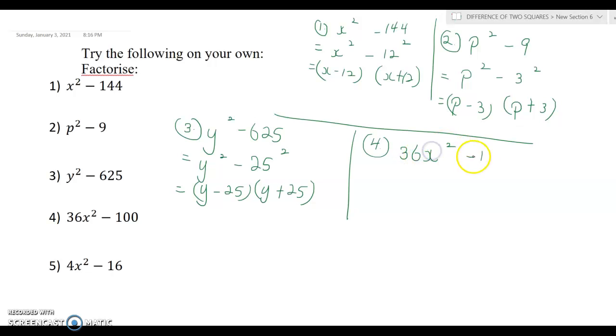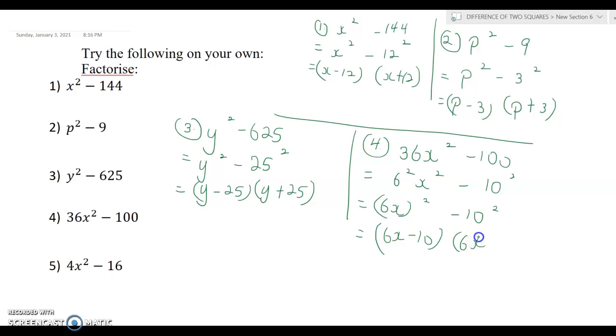36x squared minus 100. So 36 is same as 6 squared, and we already have the x squared there, minus 100, which is same as 10 squared. So this is 6x all squared minus 10 squared. So that's 6x minus 10 in brackets, and then 6x plus 10 in the second brackets.